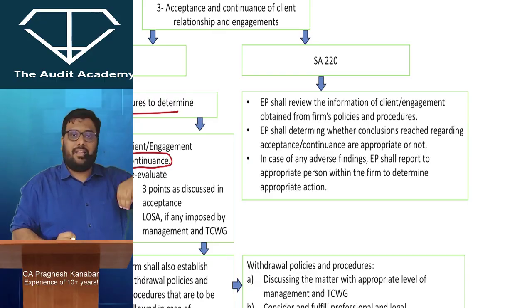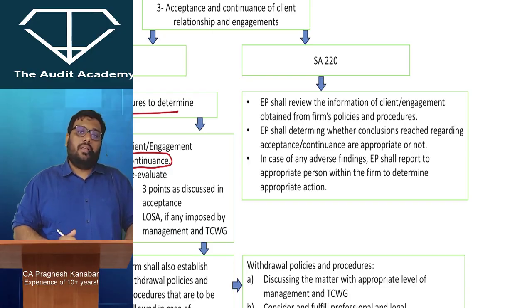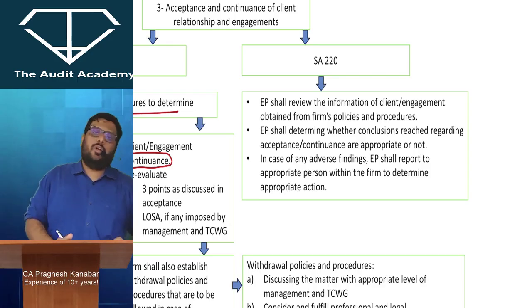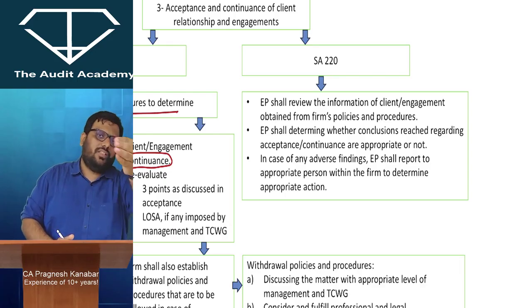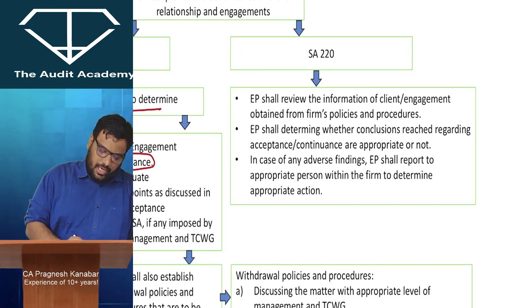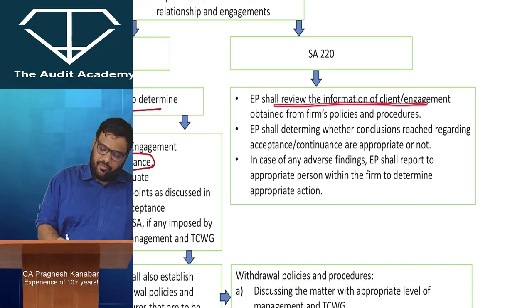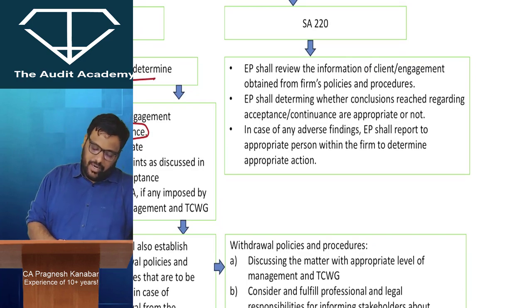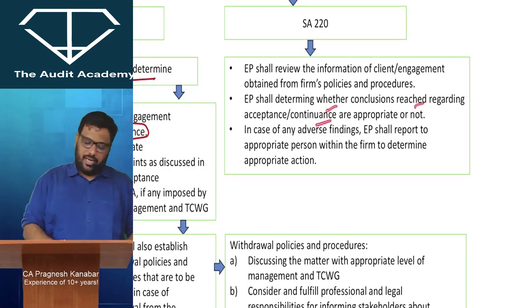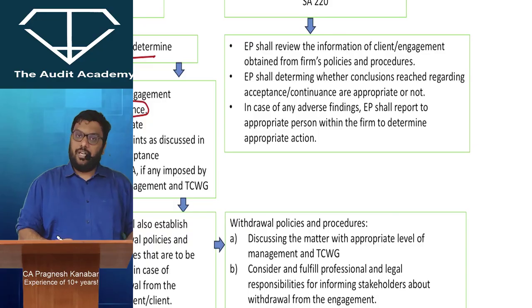Whenever we had accepted the client, we would have already taken some information. You please go through those files and let us know whether our decision to accept this particular audit is proper or not. And if you feel that we shouldn't have accepted this particular client, then you inform it to us. You yourself cannot decide about withdrawal. Engagement partner shall review the information of the client or engagement obtained from firm's policies and procedures. Engagement partner shall determine whether conclusions reached regarding acceptance and continuance are appropriate or not.